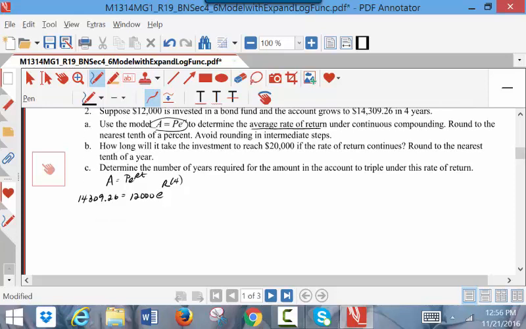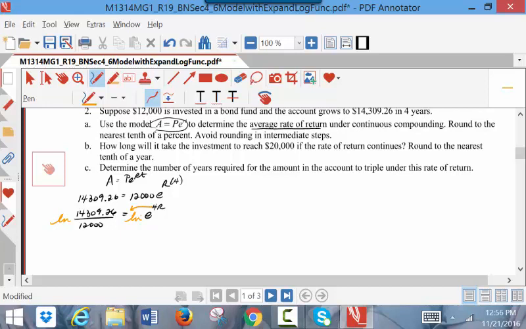So just as in the pattern as before, I'm going to divide both sides by that original 12,000 to isolate the exponential term e to the 4r. Once the exponential term is isolated with a coefficient of 1, then you come in here and you take the natural log of each side.